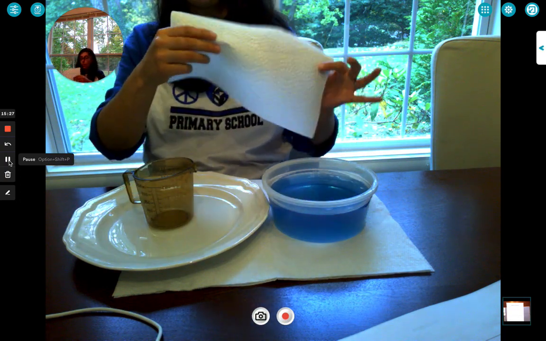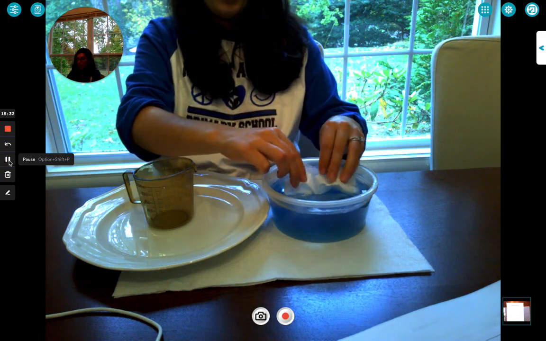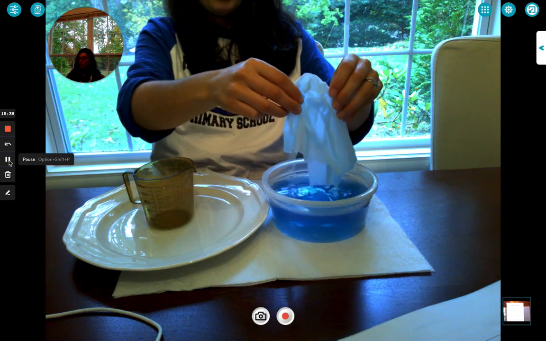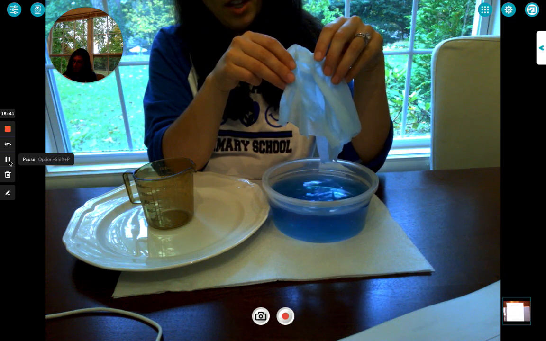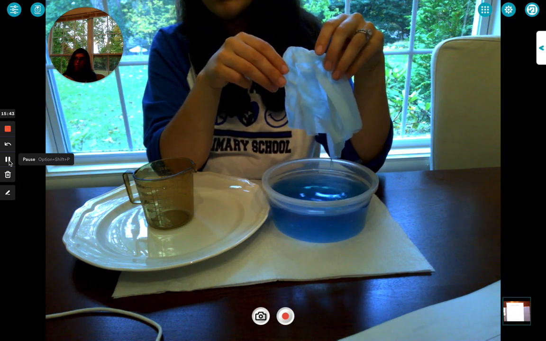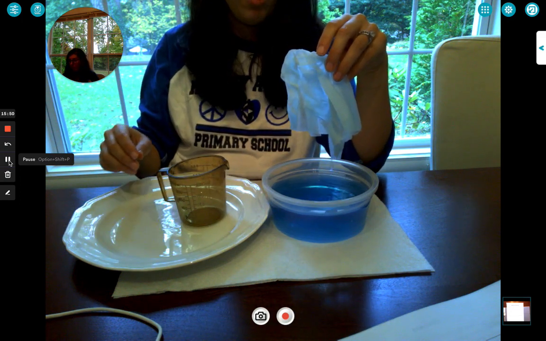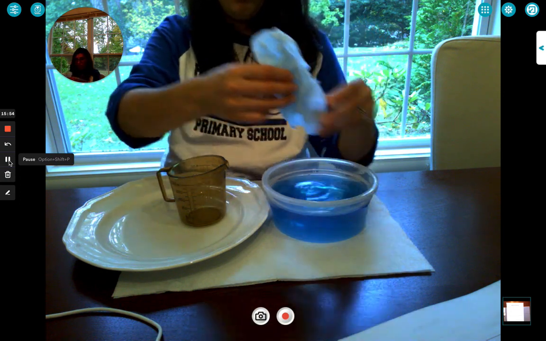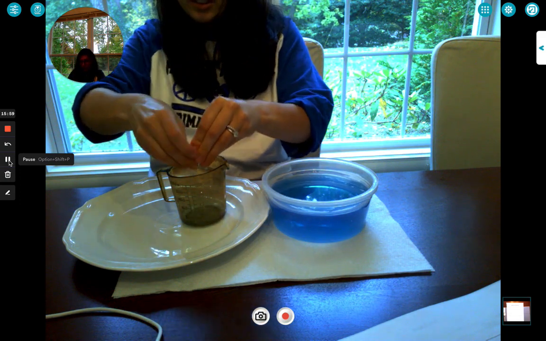Okay, so I'm going to take my paper towel here. I'm putting it into the water. I'm going to soak it all the way. Then, as the procedure says, I'm going to let it drip. Let any excess water drip off. Okay, now I need to measure it. So I'm going to wring it into my measuring cup here. There we go. Okay.